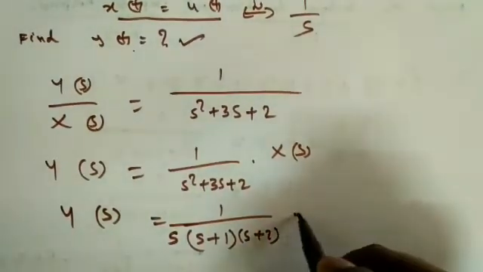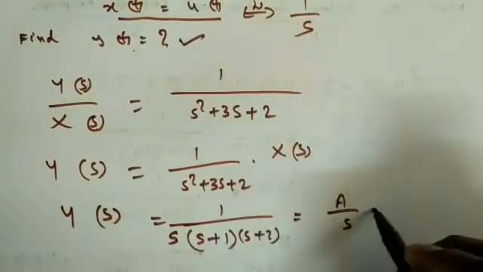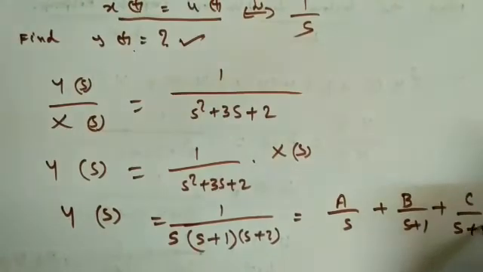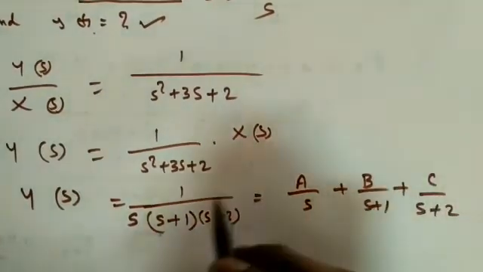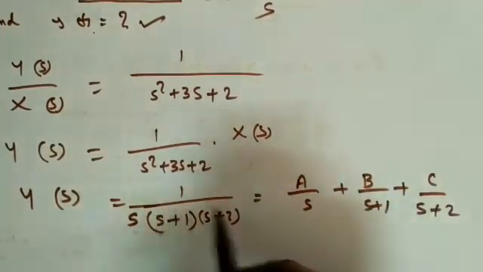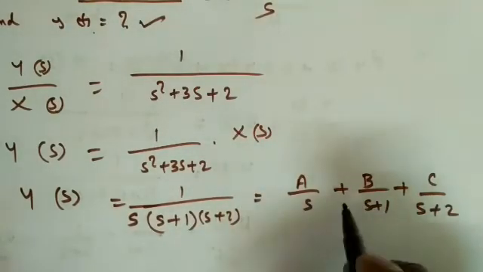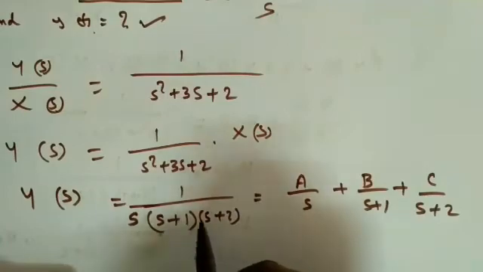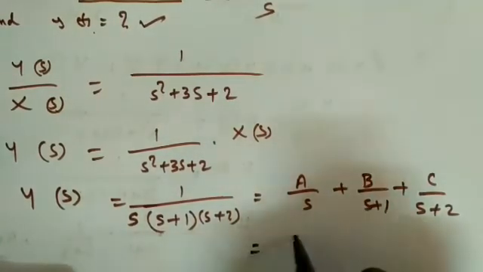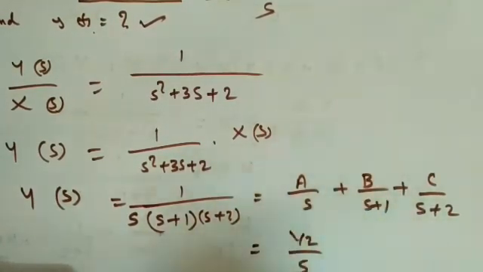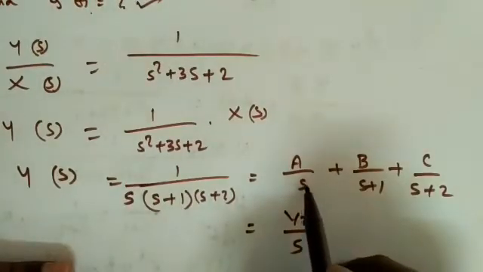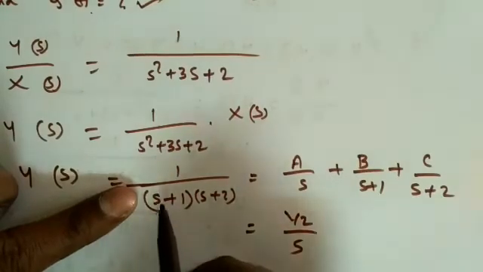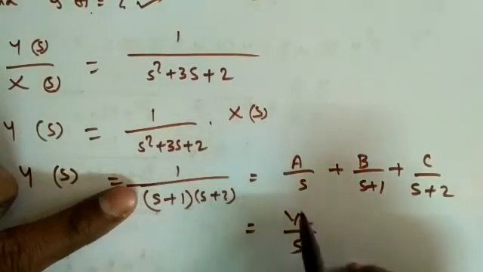Now how to do this? Using partial fractions: a by s plus b by s plus 1 plus c by s plus 2. We may not get it directly, that's why I have written it like this. So what is the value of a? When s is equal to 0, we get a value of 1 by 2. So this will become 1 by 2 by s. Why? If s is equal to 0, the other fractions will not be there, so 1 into 2, that is 1 by 2.